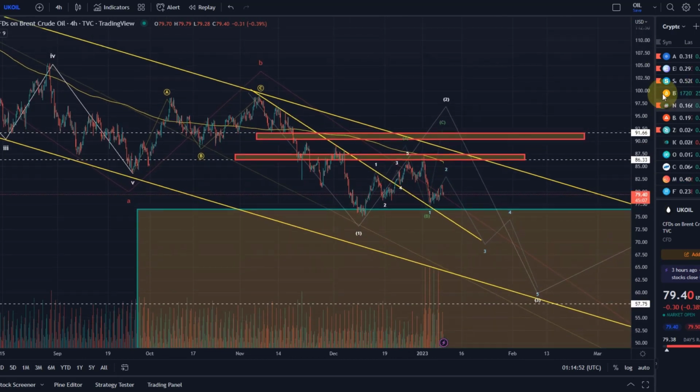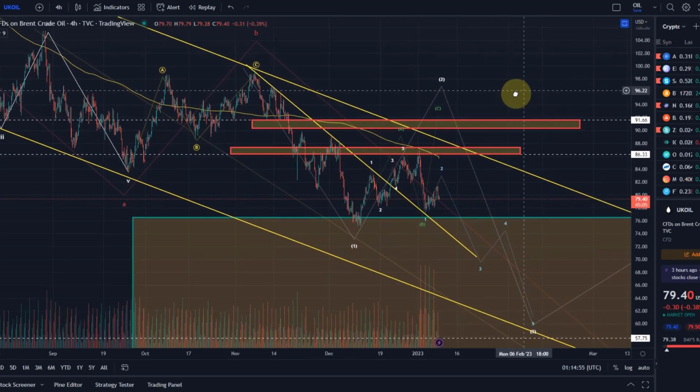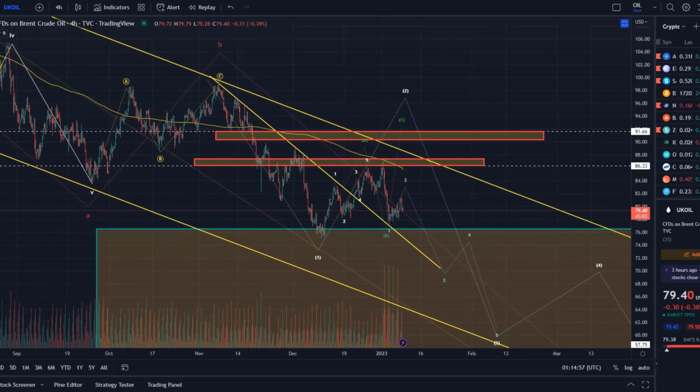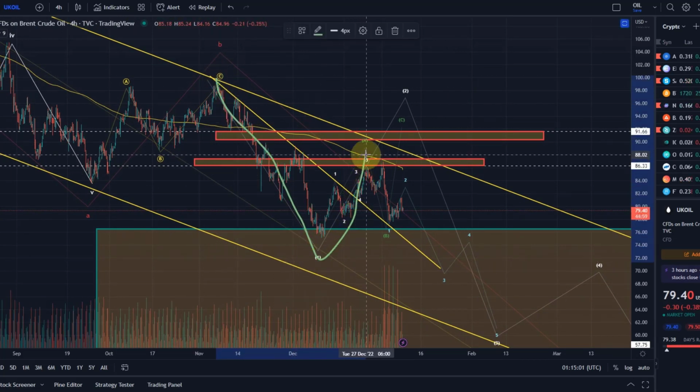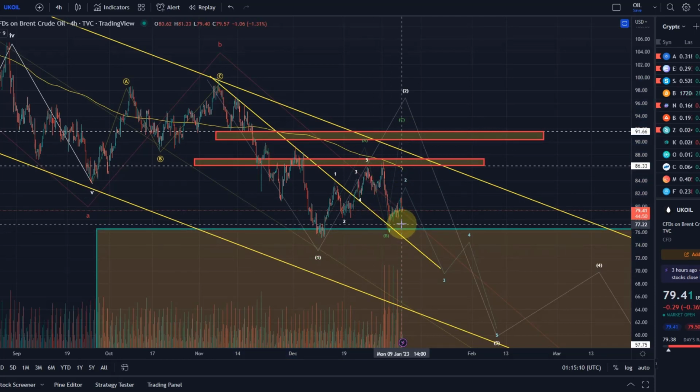The idea was that basically there are two scenarios. The first scenario is that the wave 1 came down here, we moved up in an A wave, came down in B, and are going to move up in C next. That is still possible as long as we don't break below the previous low at $77.60. Going below that would make this idea very unlikely.